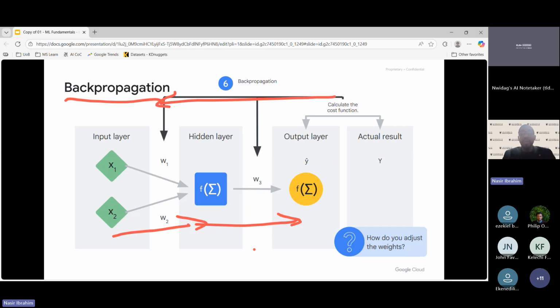But the question now is, how would the weights be adjusted? Yes, we determine the cost function. The weight needs to be adjusted. How should the weights be adjusted? Should the weights be increased? Should the weights be decreased? What should be the magnitude of the weights as well?